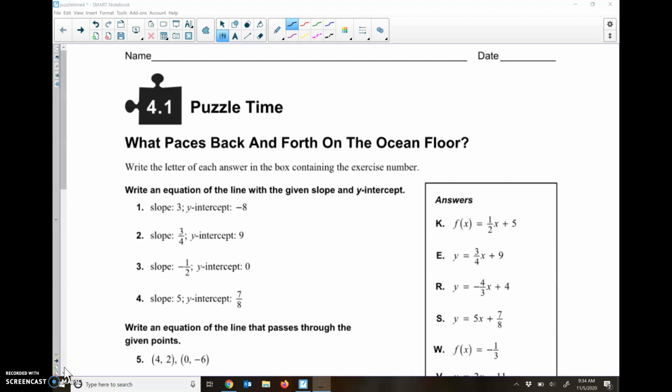Hey, this is Mr. Molo for lesson 4-1 puzzle time. The joke for this one is: what paces back and forth on the ocean floor?